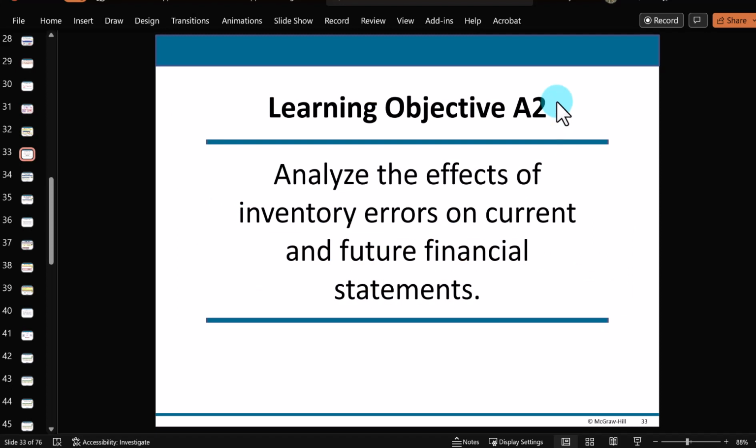Let's move on to the next topic, talking about having errors in valuing our inventory and its effect on the current financial statement. That's both the income statement showing profit and the balance sheet showing your financial position, or in this case, the amount of assets you have. This is for both the current period where the error occurs and also any future period. Possibly the error may carry over into the next year or the next period.